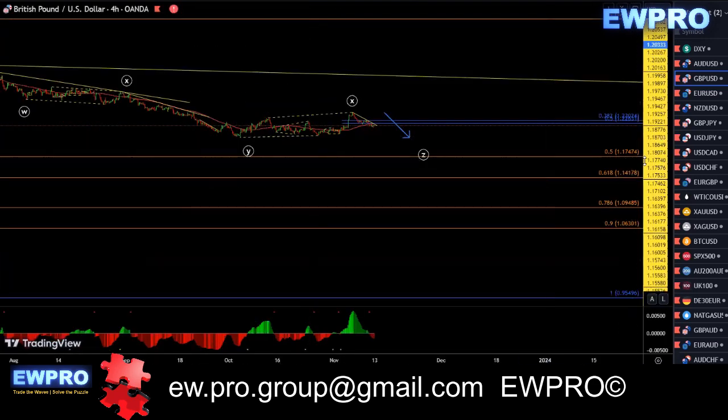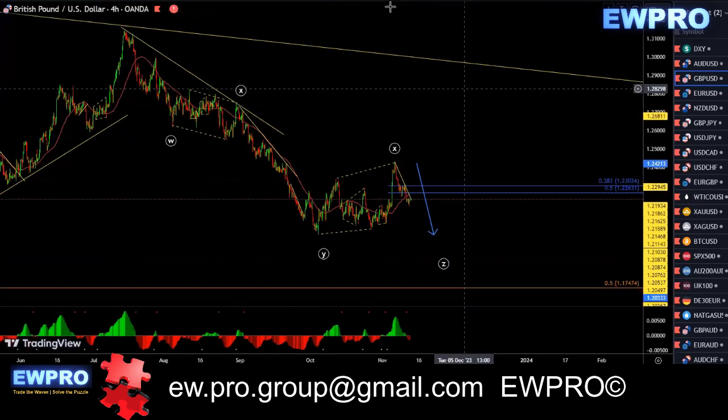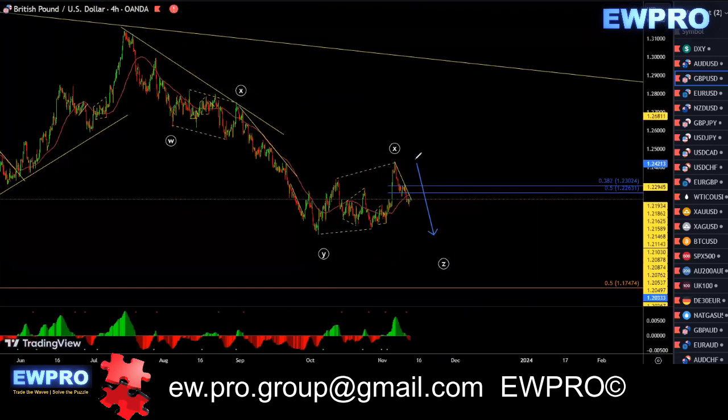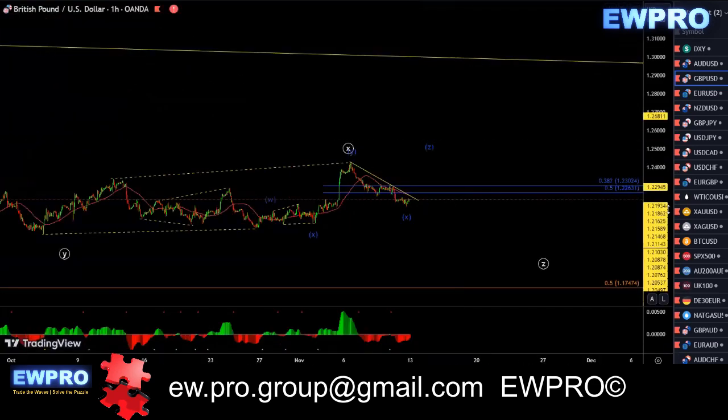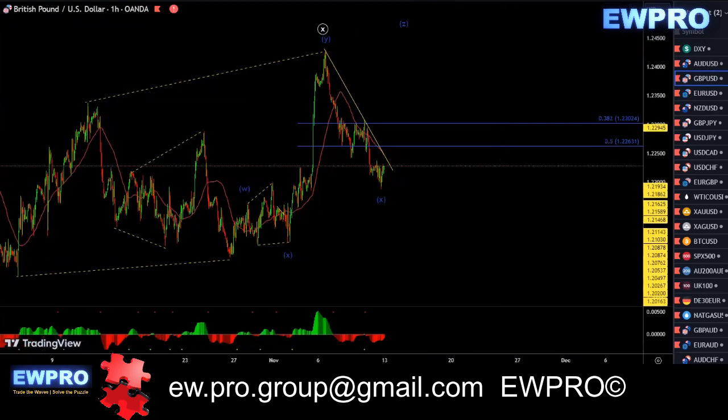On the H4, we still may get this wave Z down, and I'm hoping we do, getting that 1, 2, 3, 4, 5 down, and then we can start to look for buys with a bit more confidence. But on the H1, it's similar to the other majors. We got this bull hidden. We got this 1, 2, 3, 4. We got that bull hidden there for a wave Z up.